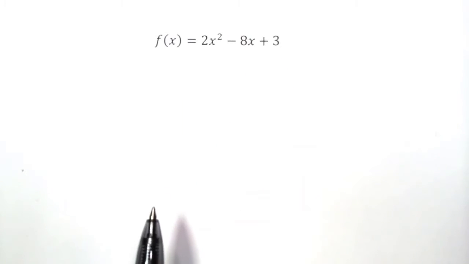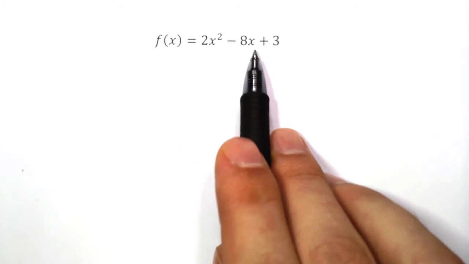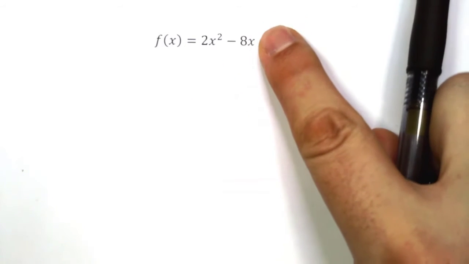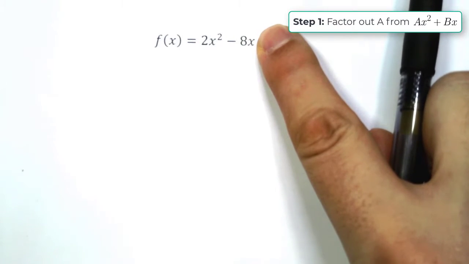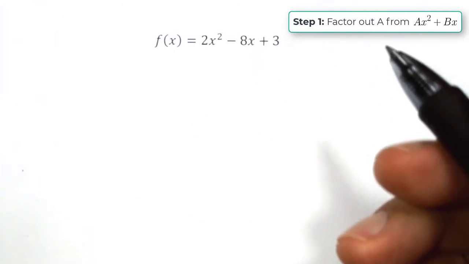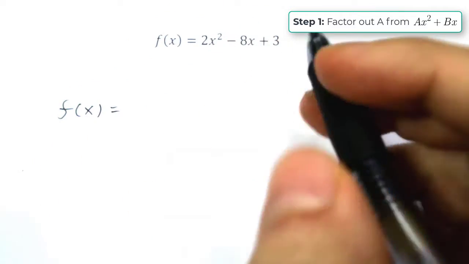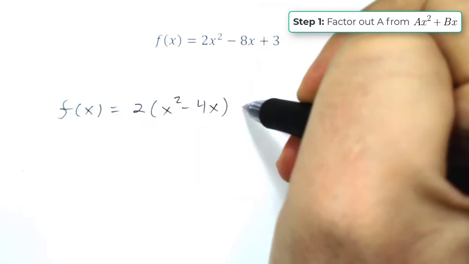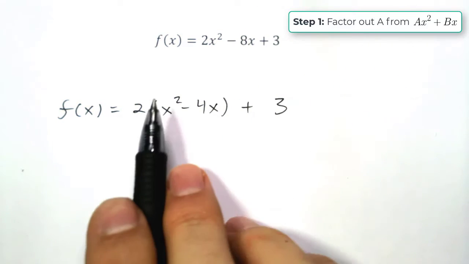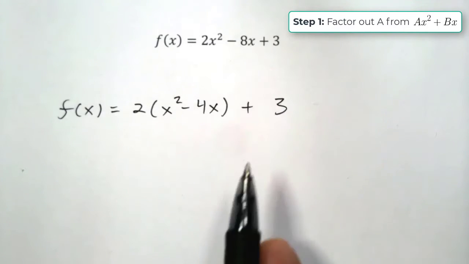Once you have it in this form, we're going to take the first two terms, the x squared term and the x term, and ignore the other number. All right, so just look at these. We're going to factor out the number that's in front of the x squared, right? So what we're going to do is factor out that 2. So you notice if I multiplied back through here by 2, I'd get back up to this. That's how we know we factored correctly.